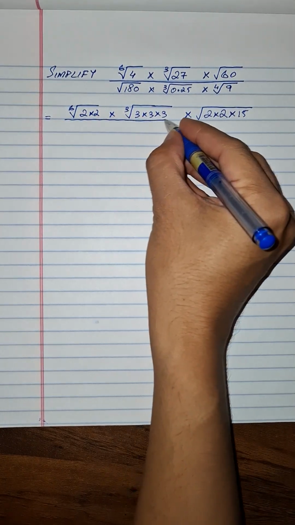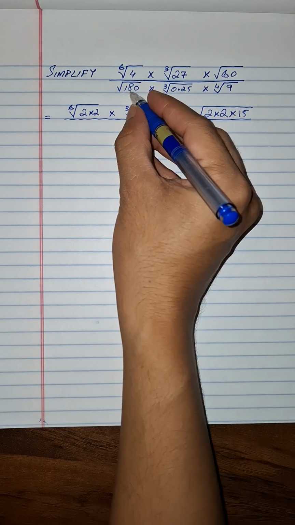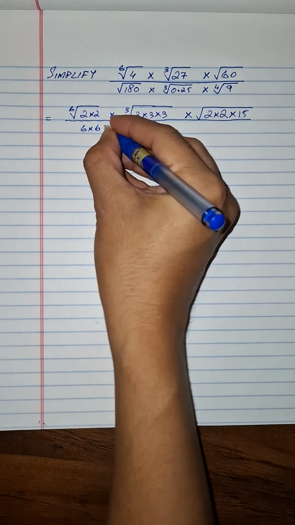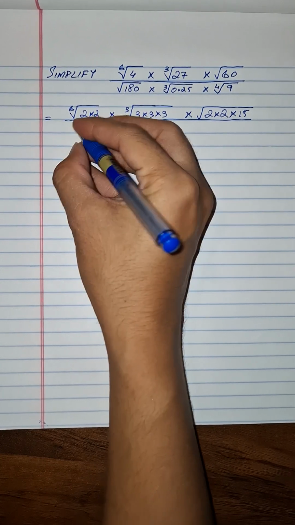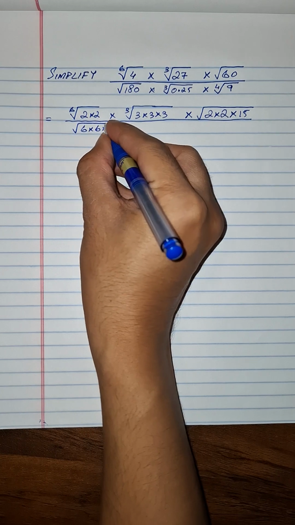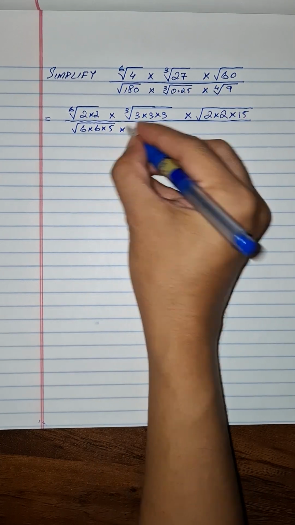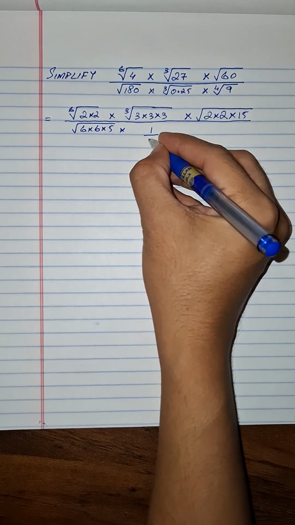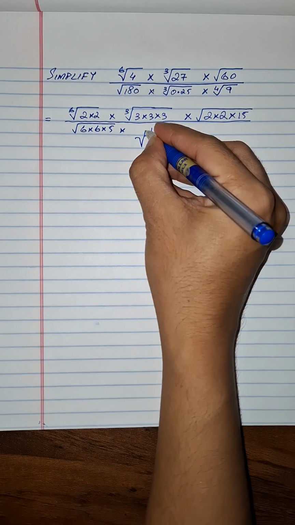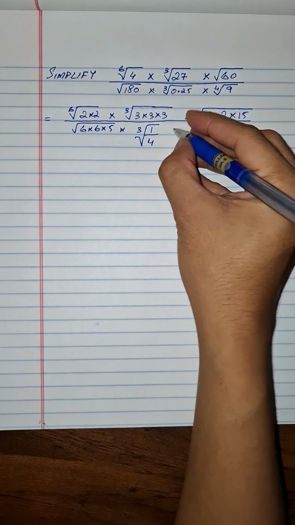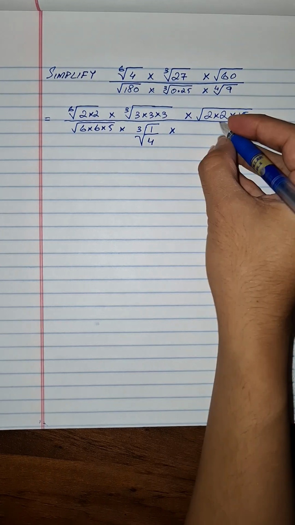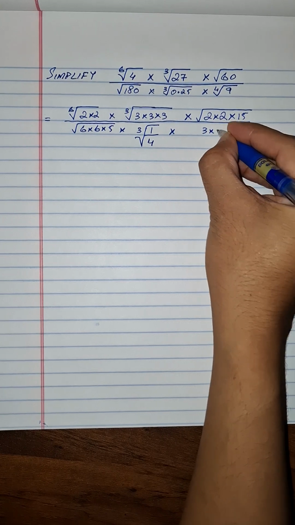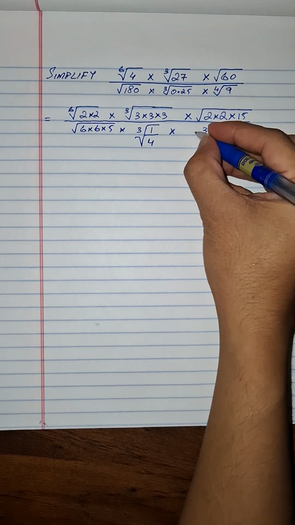Now for the denominator, we can write 180 as 6 into 6 is 36, multiply by 5 is 180, right? And we know that 0.25 is equal to 1 upon 4 cube root, and then fourth root of 9 we can write as 3 into 3, right?